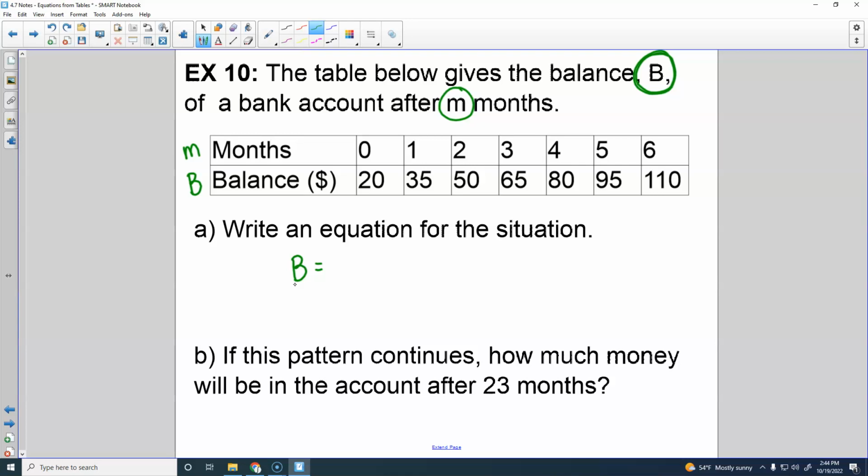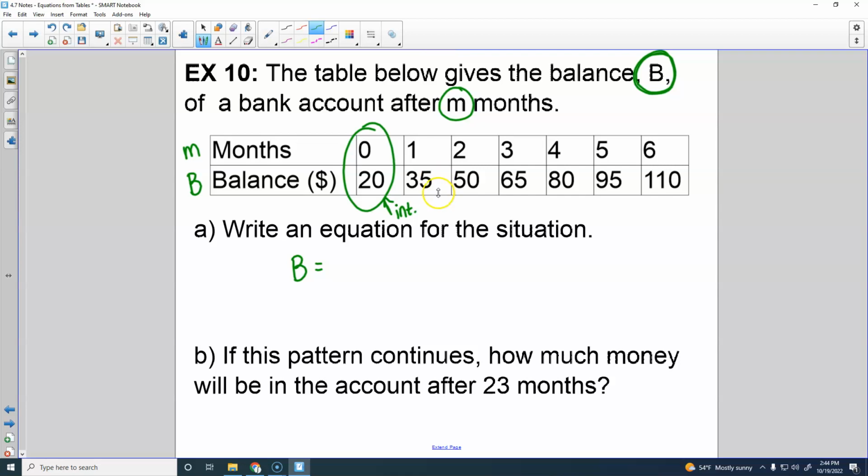Kaylee, can we tell the y-intercept from this table that we have here? Okay, what is it? 20. Right here, our X, or in this case M, is 0. So our y-intercept is 20, or I guess it's really your M-intercept. The intercept right there is 20. We also need our slope.